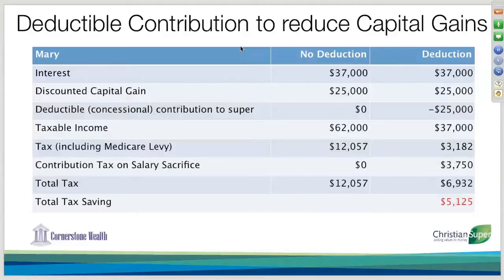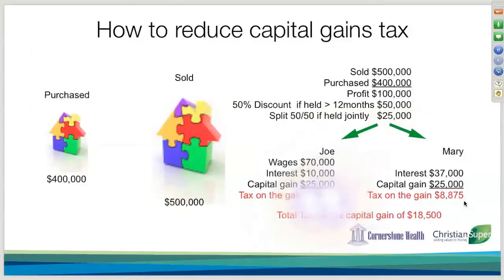Mary's scenario is different. She's not employed, she just gets investment income. Now she can make what we call concessional deductible contributions. It's like salary sacrifice, but she doesn't need to have earned the income and then salary sacrifice. She can just make a contribution to super and claim a deduction on it. So if she didn't claim a deduction, her $37,000 taxable income with the $25,000 discounted gain would be $62,000. She'd pay about $12,000 tax.